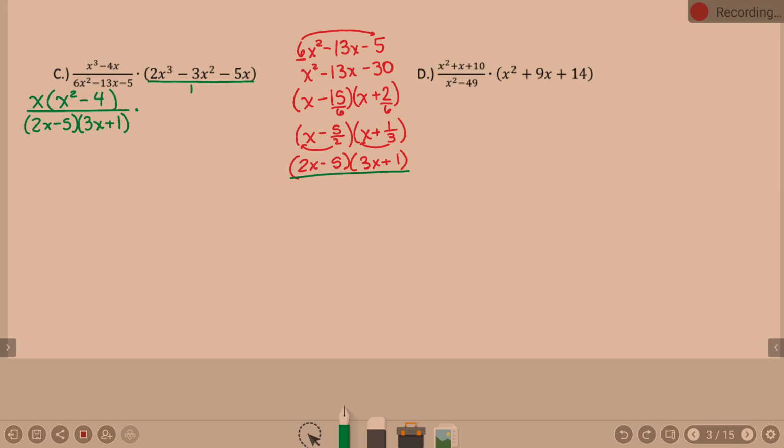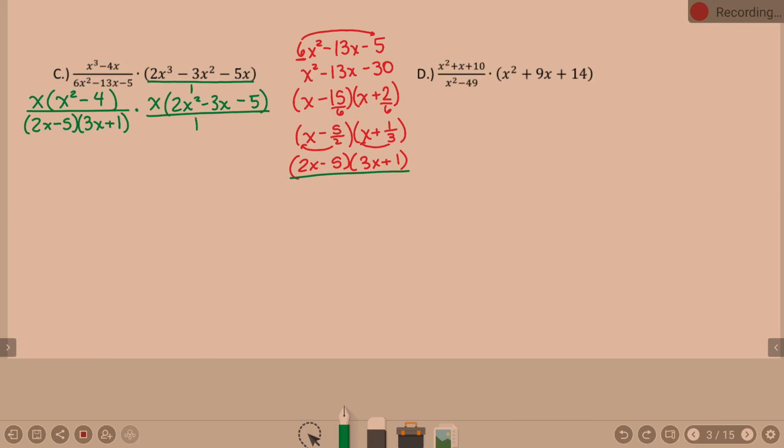What about this next piece? What about 2x cubed minus 3x squared minus 5x? Okay, first thing we need to acknowledge is there is a GCF. So I'm going to factor this GCF out front. Dividing an x out means each exponent reduces 1. So 2x squared minus 3x minus 5 all over 1.